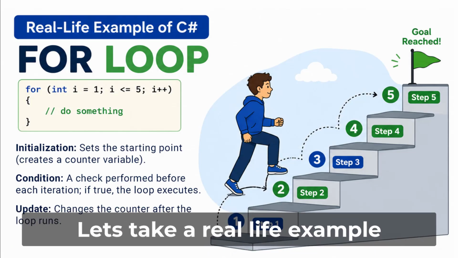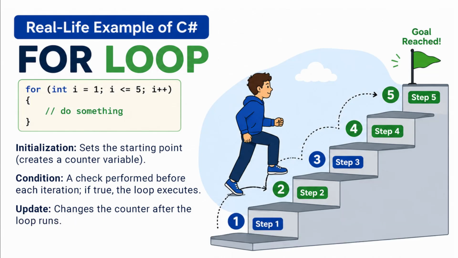Let's take an example from real life. Think about climbing stairs. You start from step 1 and then move to step 2, then 3. You keep going until the 5th step. That's exactly how a for loop works. It repeats one step at a time until it reaches the final number.